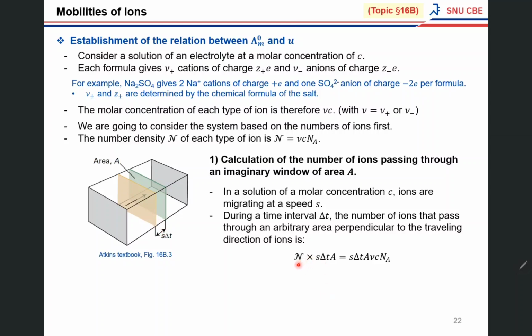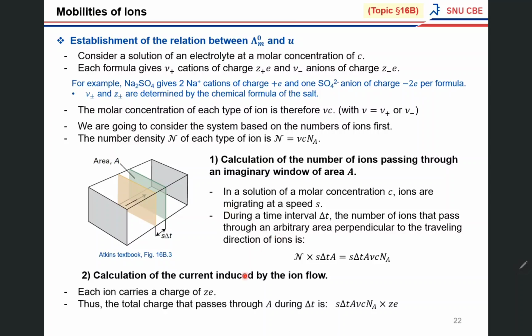then you have the sheer number of the ions. You counted the ions inside this volume, and you have the relation between the number density and molar concentration like this. Now you have this expression. This is the number of the ions inside this volume.